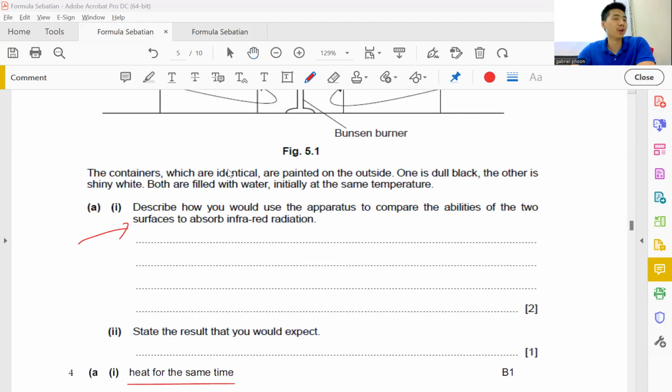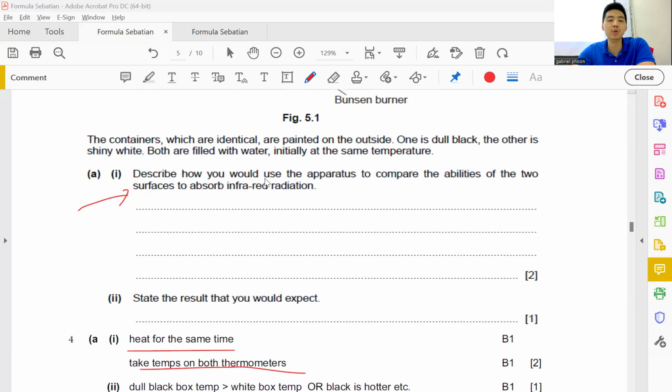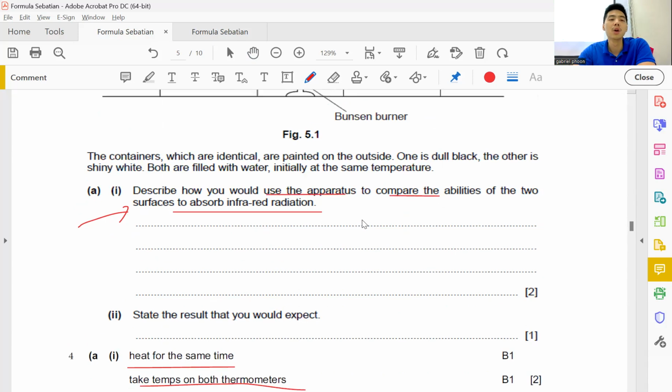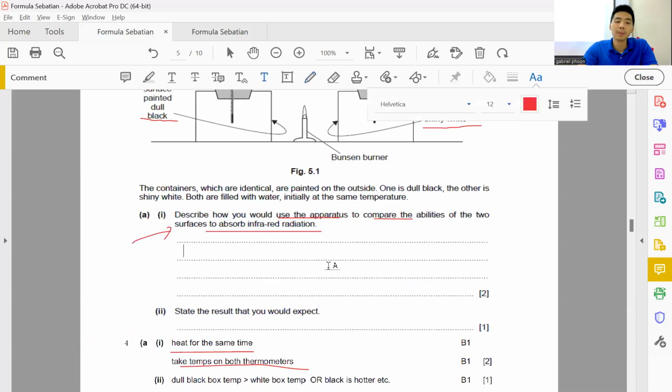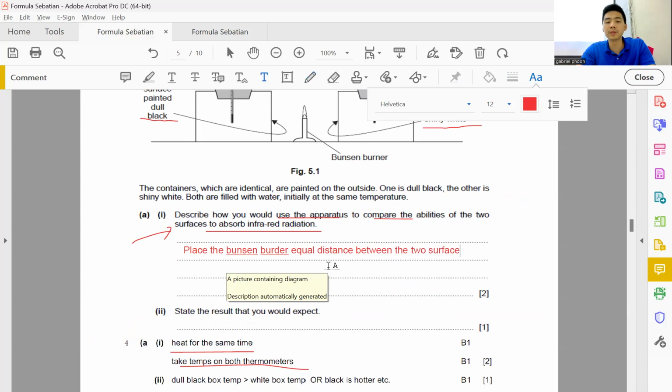Let's go through this last question and call it a day already, guys. If you look here, they ask you to describe how you would use the apparatus to compare the abilities of two surfaces to absorb infrared light. You know for a fact that the dull black one, like I said, you see the words dull black and shiny white, it's for sure testing the understanding of radiation. So you're supposed to describe how you're going to use the apparatus. If I were to say something, I'll say: place the Bunsen burner an equal distance between the two surfaces and heat them up at the same time.